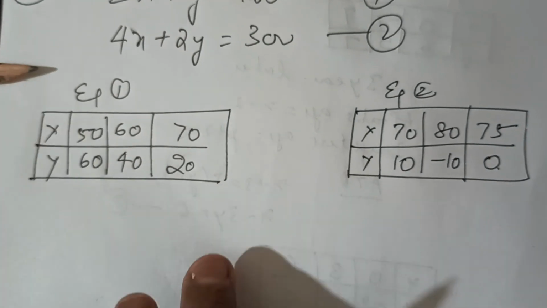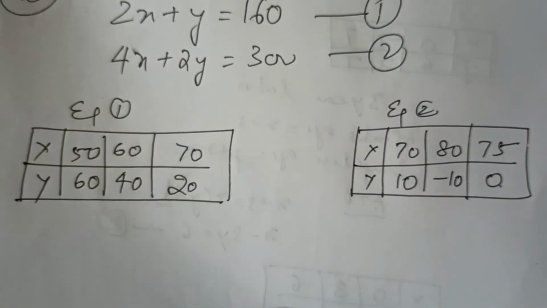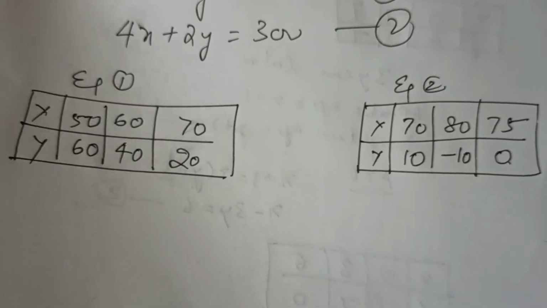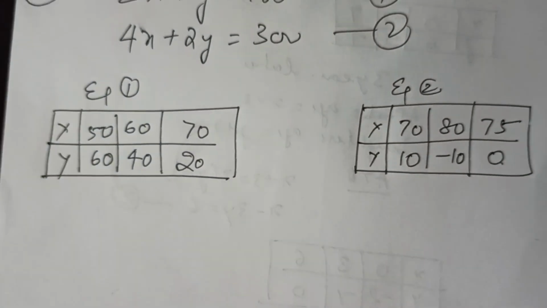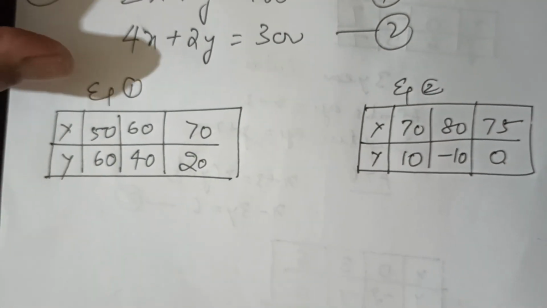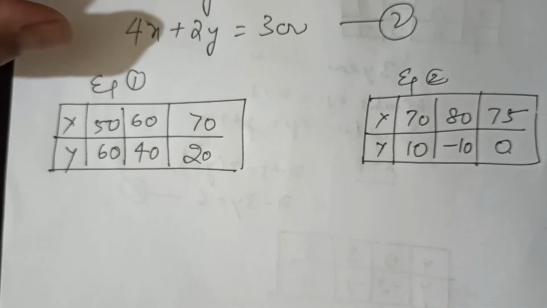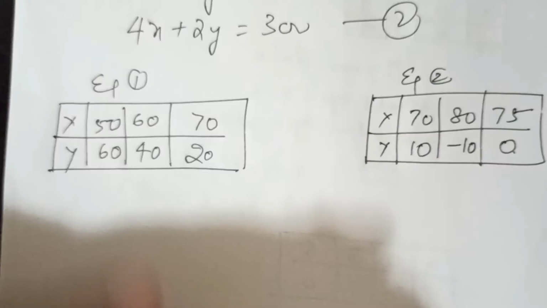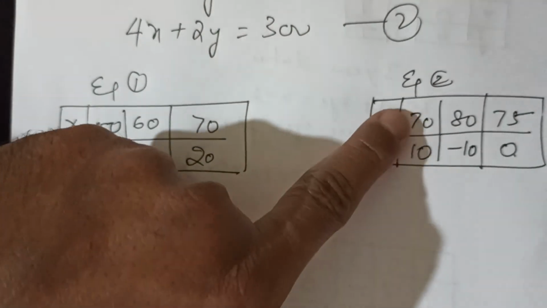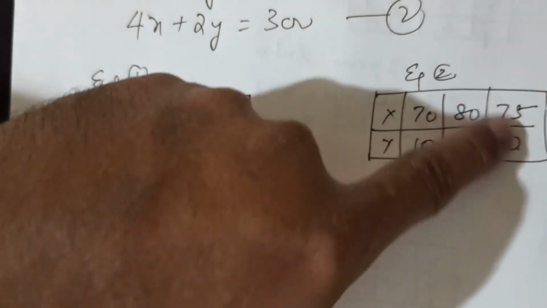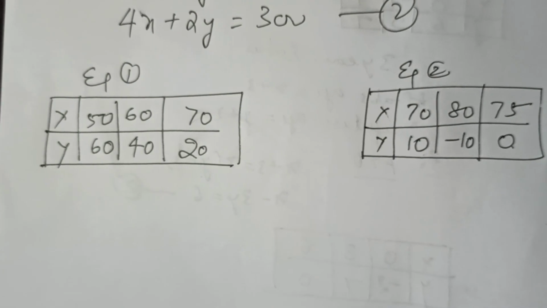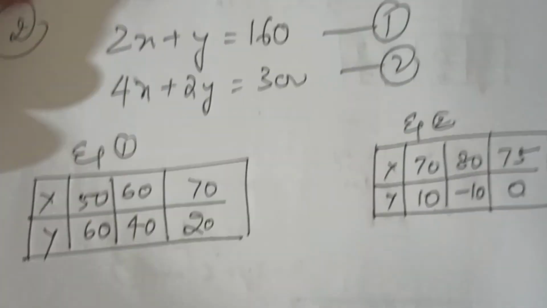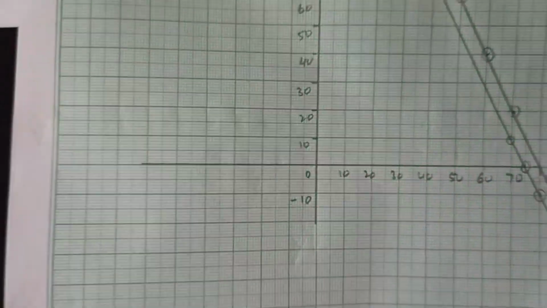Now we plot these two tables. Please see the table again. In the first equation table, we have got x as 50, y as 60, x as 60, y as 40, x as 70, y as 20, and similarly the second one: 70, 10, 80, minus 10, and 75, 0. Now let us plot these points on the graph.